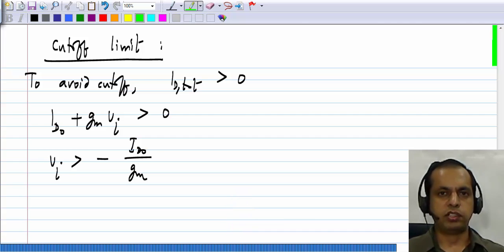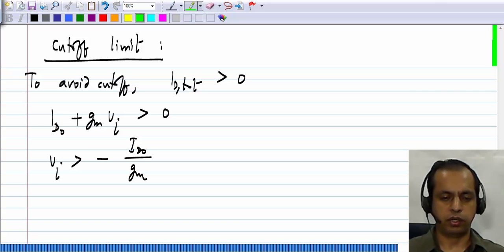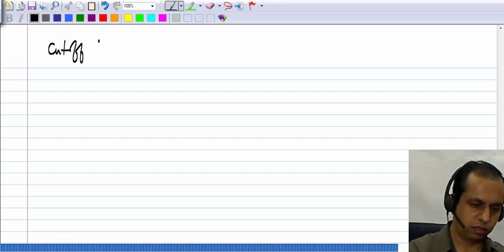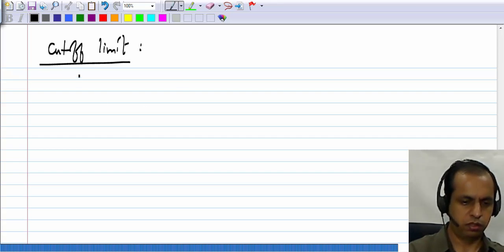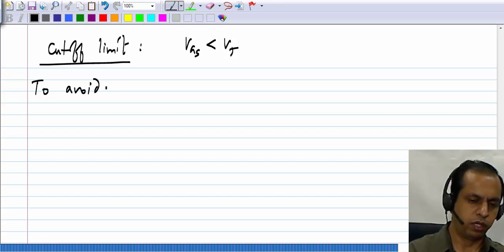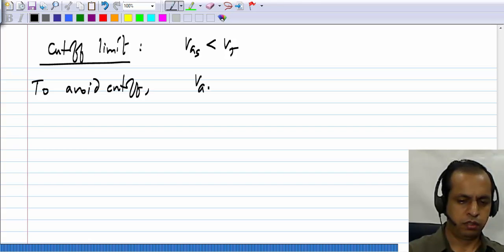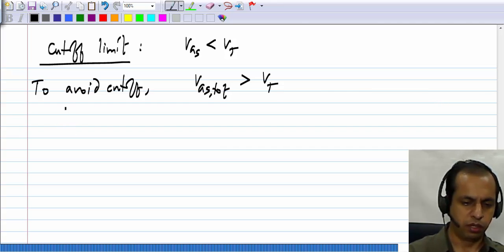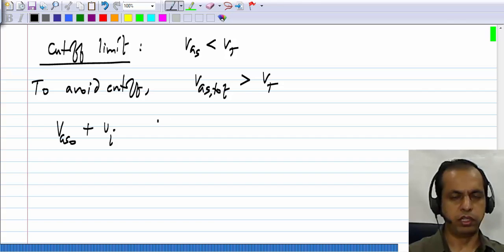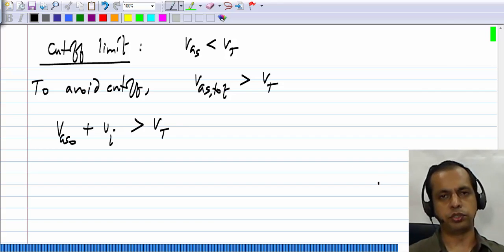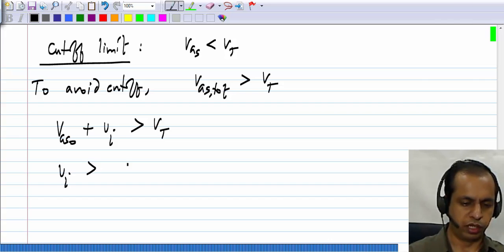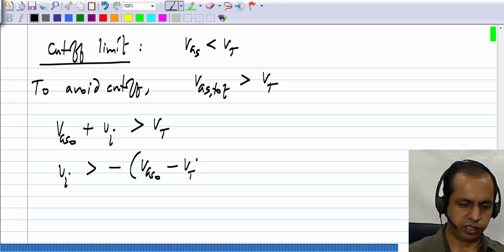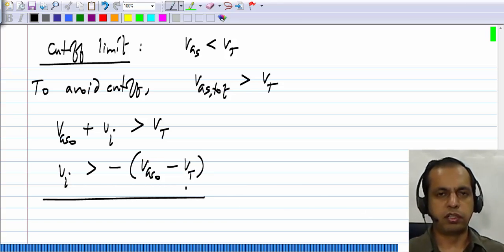Now you can also think of cutoff as VGS falling below the threshold voltage. That is, to avoid cutoff, VGS total has to be greater than the threshold voltage. And what is VGS total? VGS0 plus vi should be greater than the threshold voltage, or vi should be greater than minus VGS0 minus VT.